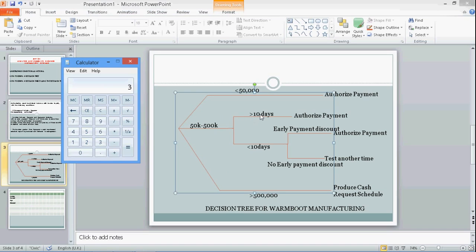Now the second set of conditions, under the range between 50,000 and 500,000, is to test the number of days. How many possible conditions are there? Just 2: either it's greater than 10 days or less than 10 days. So we multiply by 2. Then we test the third sub condition, which talks about the discount. There are just 2 possible conditions: either we have an early payment discount, or we don't. So we multiply by 2 again, and that gives us 12. So our table will have 12 possible conditions in all.